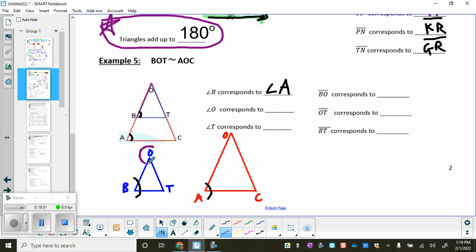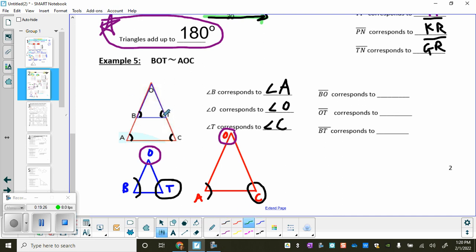Now O up top is the same letter that we use for both of them, because if I'm just going to move this triangle into this one, I can just keep letter O for that. So O matches up with O. And then T over here matches up down here with C. And you can see that over here that T is in the same spot as C.